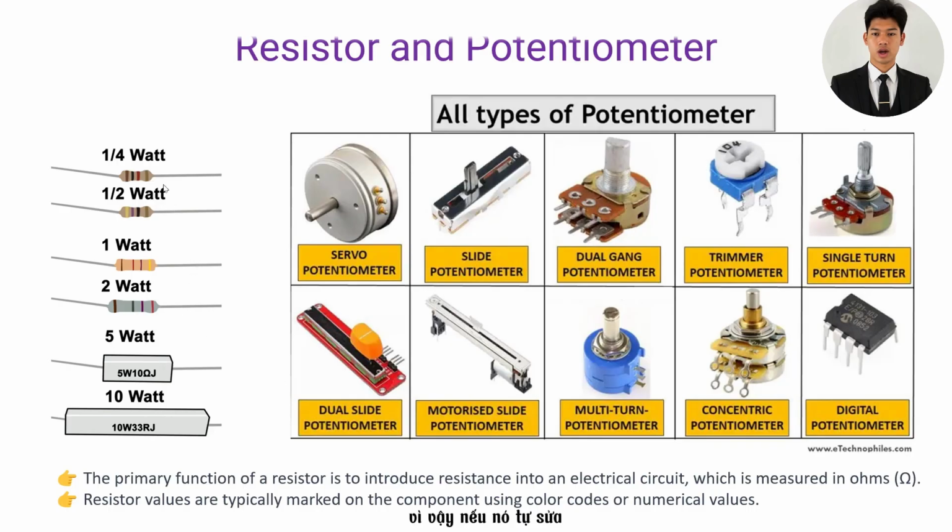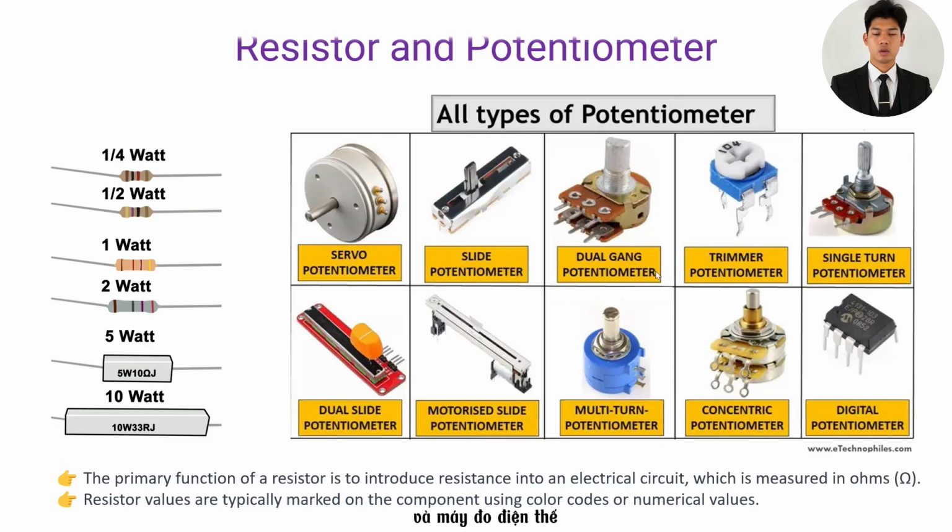If it is a fixed resistor, you can see the resistance up to a watt. That is color coded, but for higher wattage, such as 5 or 10 watt, the watt and the resistance value will be written on the body itself.